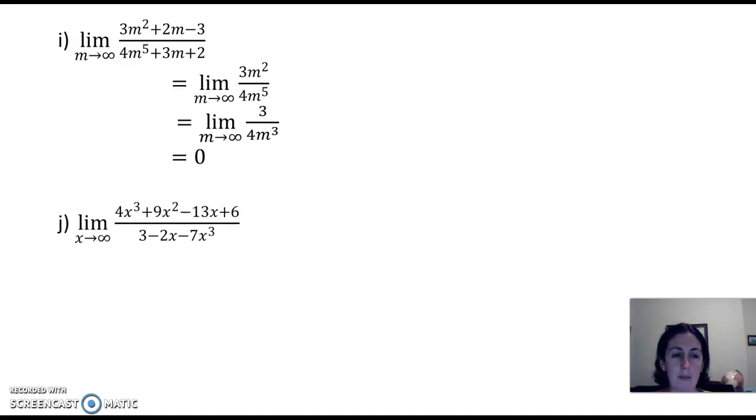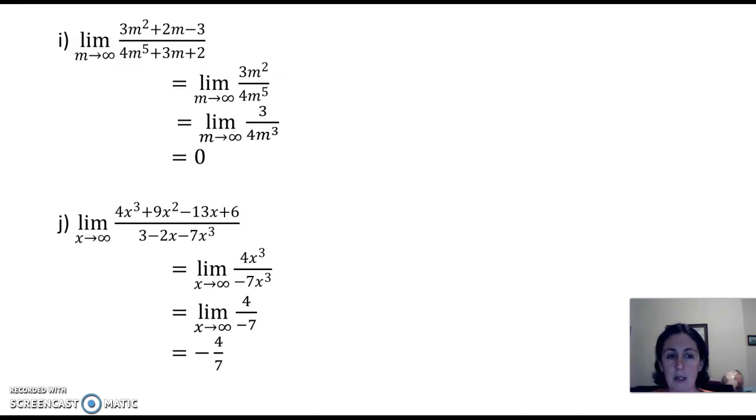Next one, this limit as x approaches infinity. We'll take the biggest power of x over the biggest power of x and reduce. Here we're left with a number, so as x increases positive without bound, 4 over negative 7 stays as negative 4 over 7. And so we do have a limit. It's -4/7. And that does mean that the horizontal line y equals -4/7 is a horizontal asymptote.